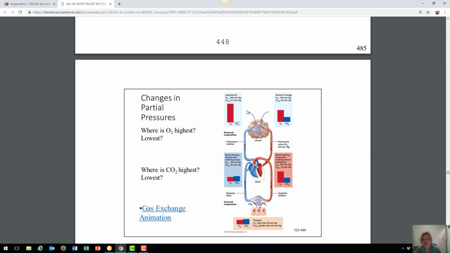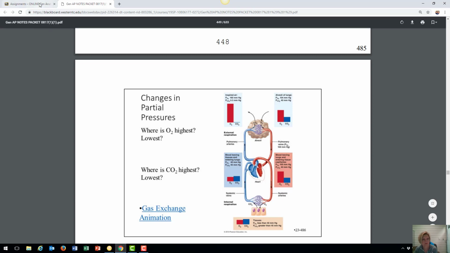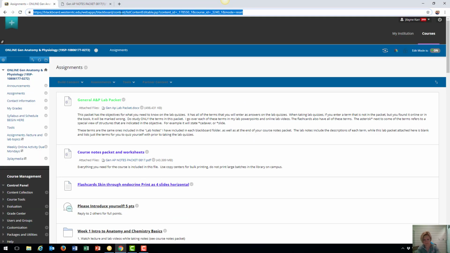So again, the pressure of oxygen in the body is always highest in the alveoli, lowest in the tissues. And the pressure of carbon dioxide is always highest in the tissues and lowest in the alveoli. That provides that pressure change for us to move oxygen and carbon dioxide in the appropriate direction to maintain metabolism. So we have another animation here I want to show.